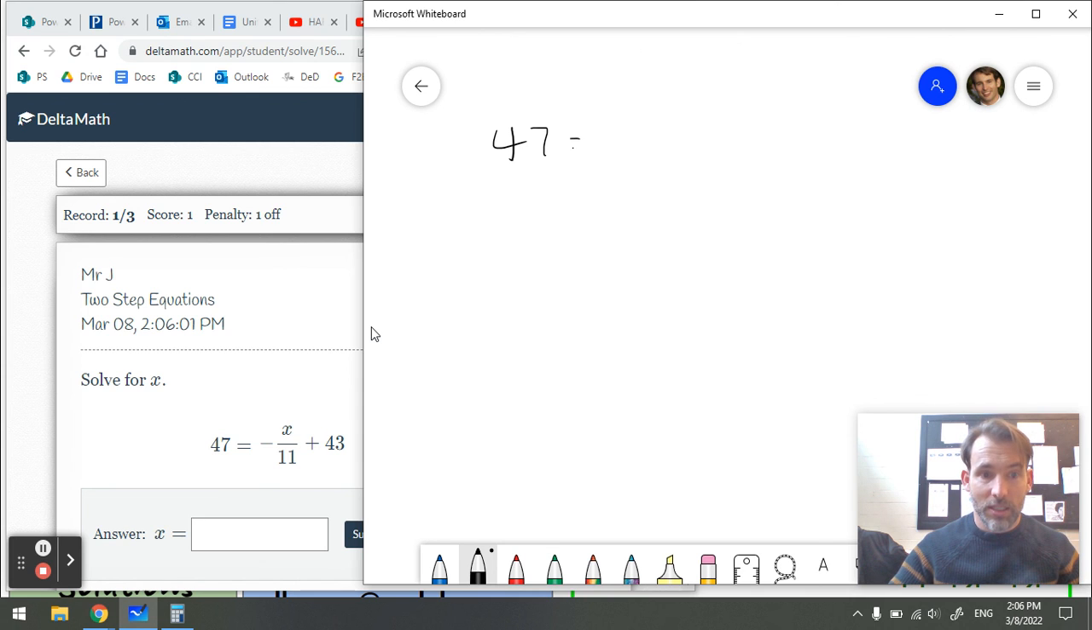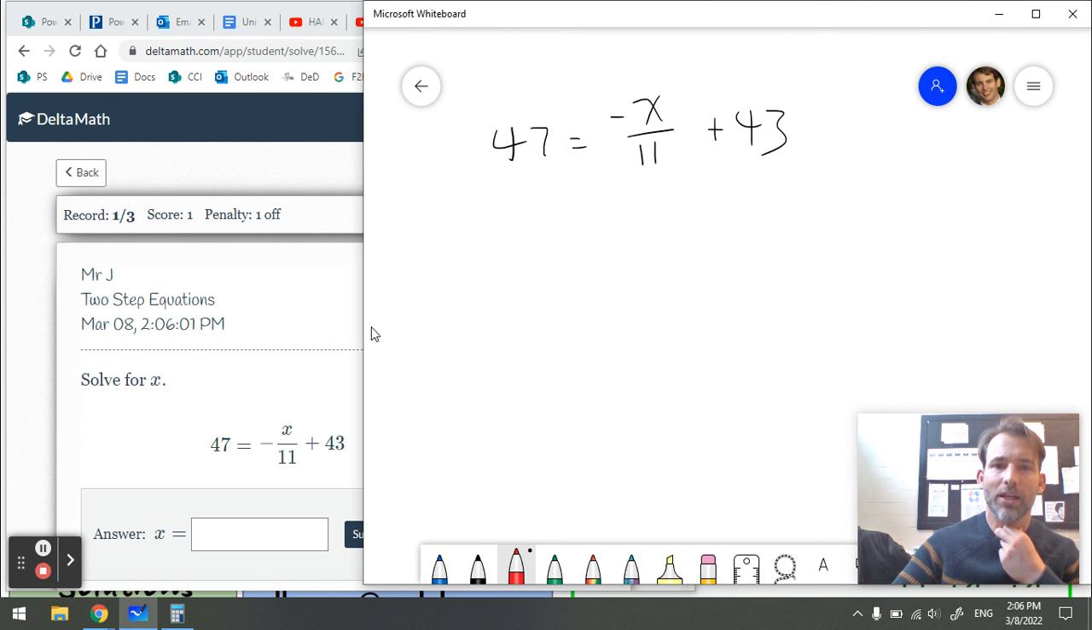47 is equal to negative x over 11 plus, one of my favorite numbers, 43. Okay. Now, first thing that I do is I recognize that x is being hidden by a whole bunch of numbers. It's hidden behind a 43. So let's subtract 43 from this side of the equation. Wait, you can just do that, Mr. Jennings? Yeah, but I have to do it with the other side too. And then it's still true. So 47 minus 43 is 4.